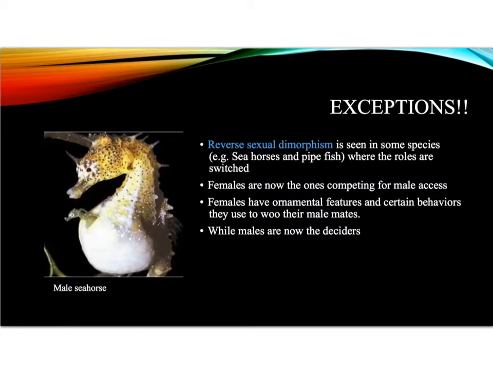Reverse sexual dimorphism is seen in some species, for example, seahorses and pipefish, where the roles are switched. Females are now the ones competing for male access. Females have ornamental features and certain behaviors they use to woo their male mates, while males are now the deciders.